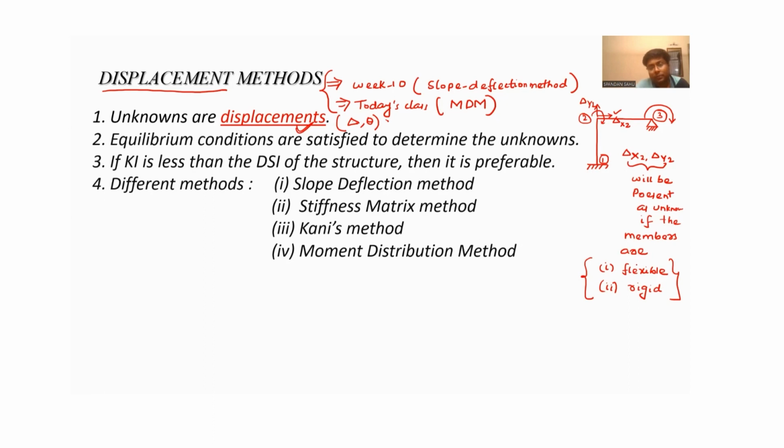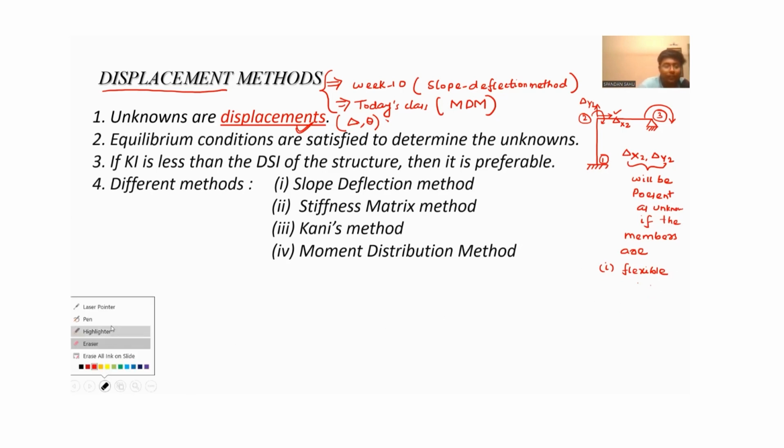if the answer is not rigid, then it must be flexible because if the joint is rigid, then there is no chance of the displacement. Yeah. So that's why it must be flexible. That's why only we get the rotations and translation further in. So, delta x2 and delta y2 will be present as degrees of freedom if the members are flexible in nature.